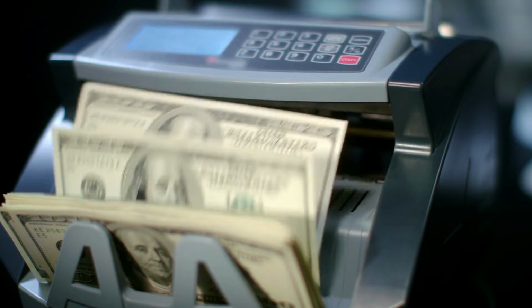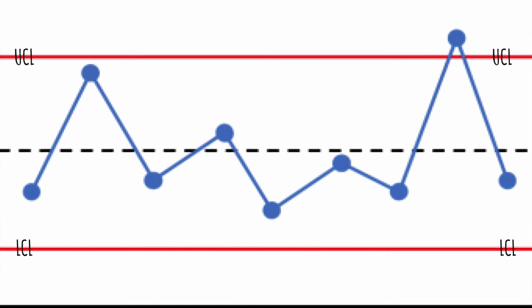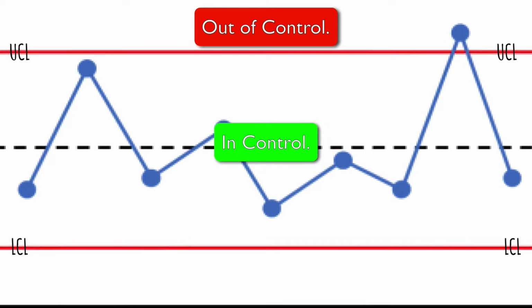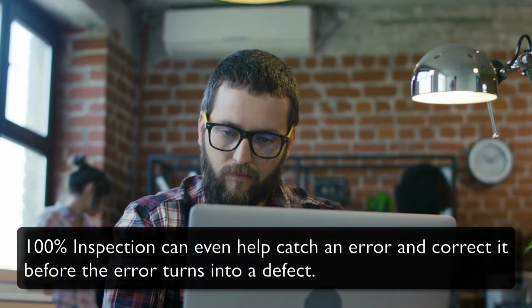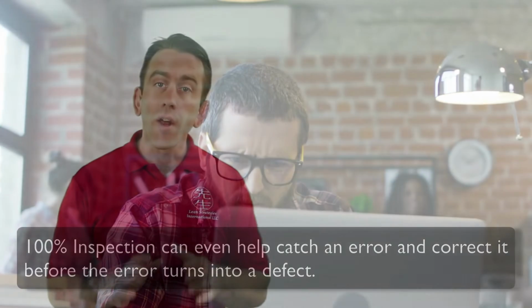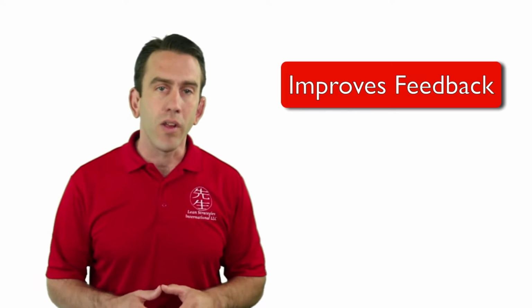With the goal of zero defects in mind, this is important. Statistics in the form of control charts can show us whether or not a process is under control and help identify processes that have variation in the output, but 100% inspection performed at the source maintains control of the process and prevents defects. It can even help catch an error and correct it before the error turns into a defect. 100% inspection also improves the feedback loop. Let's look at an example.